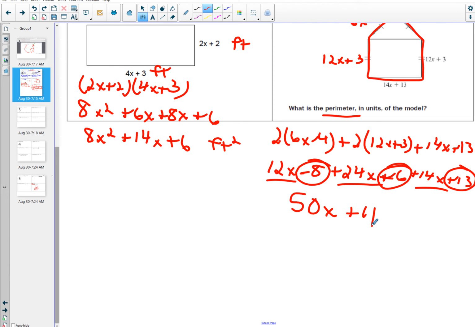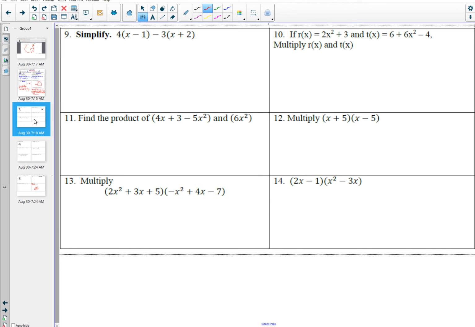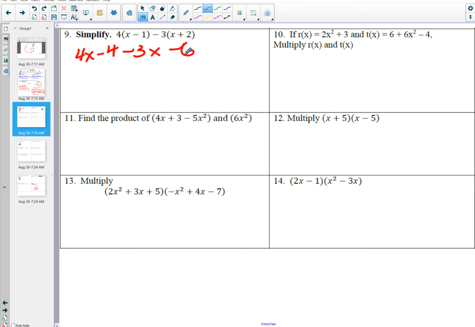Okay, so let's keep the party going. Next page. Oh, look, wow, this looks exactly like what we just finished doing. So, Addie, what's my first step? Yeah, and what am I going to distribute to the first parentheses? 4. 4, good, that gives me 4x minus 4. And then, Addie, what am I going to distribute to the second parentheses? Negative 3. Good, negative 3. So, minus 3x minus 6.